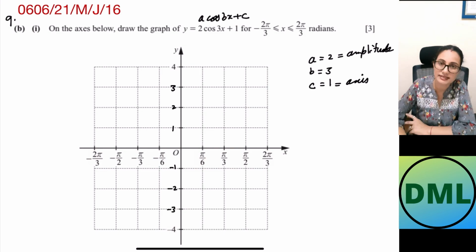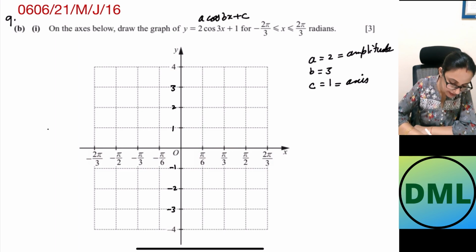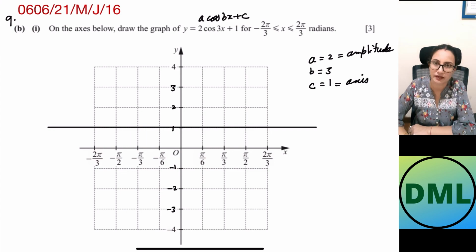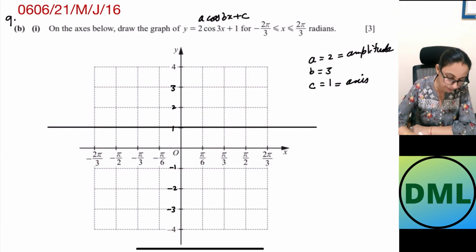My axis is at 1. Let's plot the axis here. This is my axis. From the axis, it will go 2 units above the axis and 2 units below the axis. That means it will go to 3 and it will go to minus 1. Our basic cos graph, we know that it will start from the amplitude here. So it will start from 3.